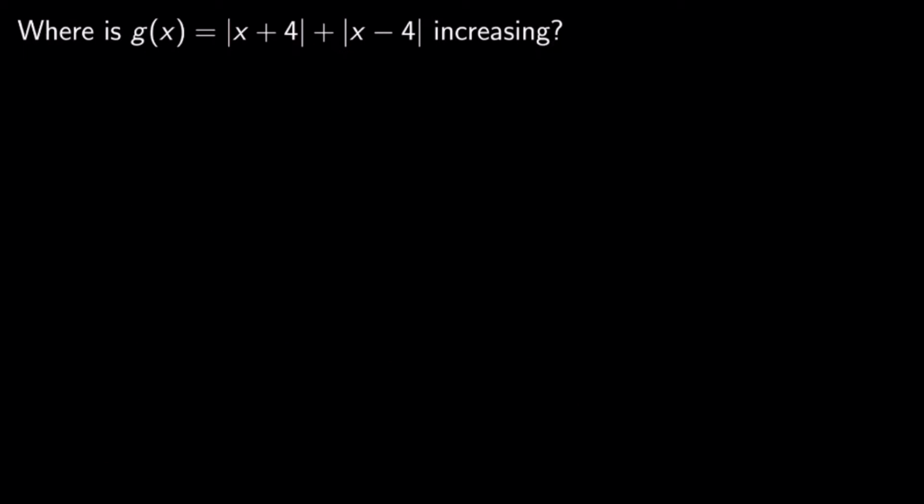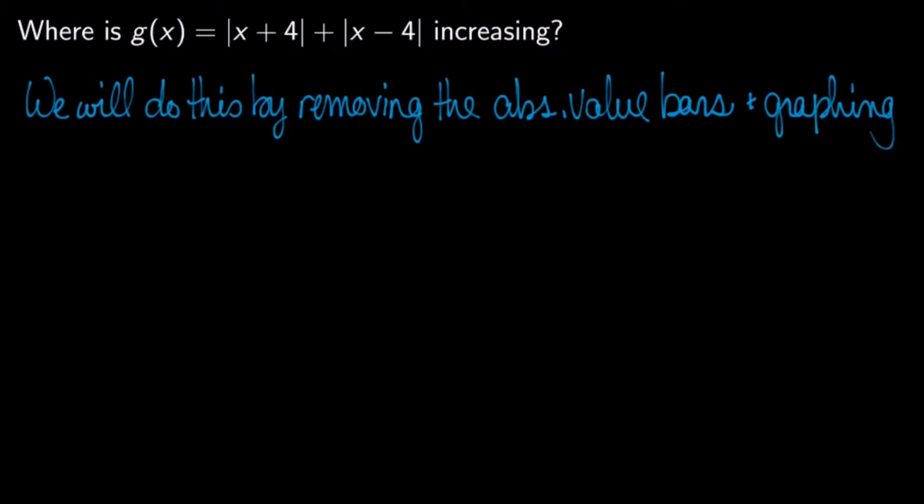Tricky, tricky, tricky. I've got two sets of absolute value bars. Absolutely gross. And I want to know where it's increasing, and we're not doing derivatives yet, so we have to do this in a different way. What's going to happen is we're going to remove the absolute value bars, and we're going to actually draw this function. The pieces of the piecewise function are not going to be so bad to draw, so that's what we're going to do.